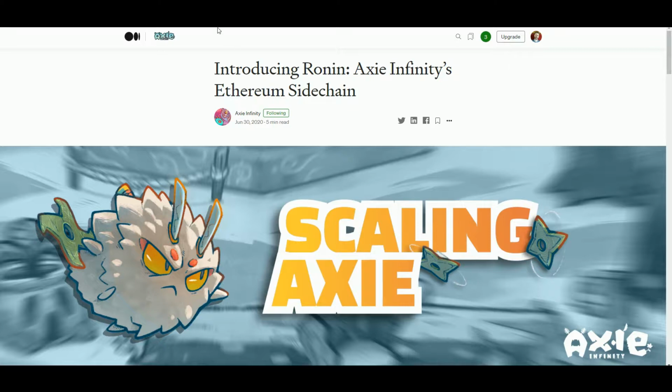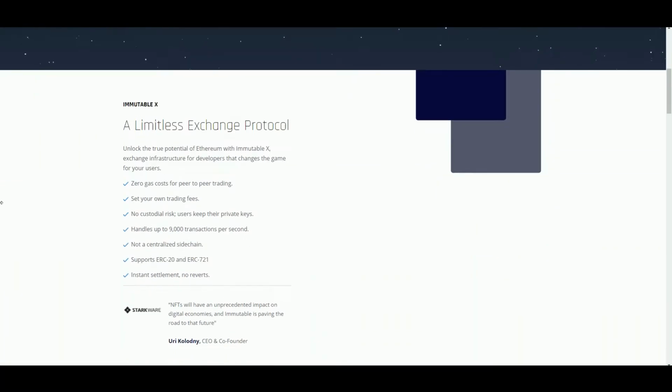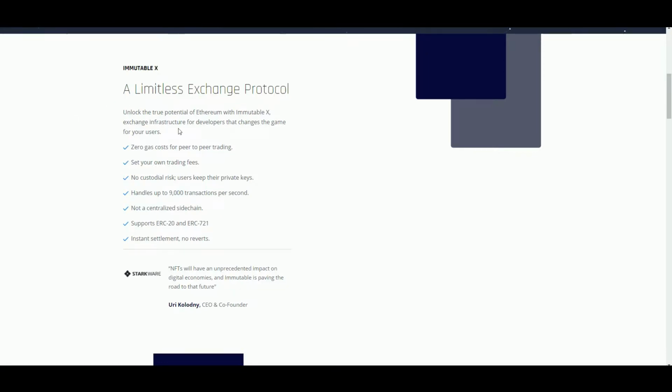That's one example. Another example here, so this is Immutable. These are the people behind Gods Unchained, originally known as Fuel Games, and they rebranded to Immutable, and now they have their Immutable X, which they're calling an exchange protocol. Again, this is a layer 2 solution for Ethereum. So, you know, they point out here: zero gas costs, set up your own trading fees, can handle 9,000 transactions a second, supports ERC-20, ERC-721, so non-fungible and fungible tokens, instant settlements, no reverts.